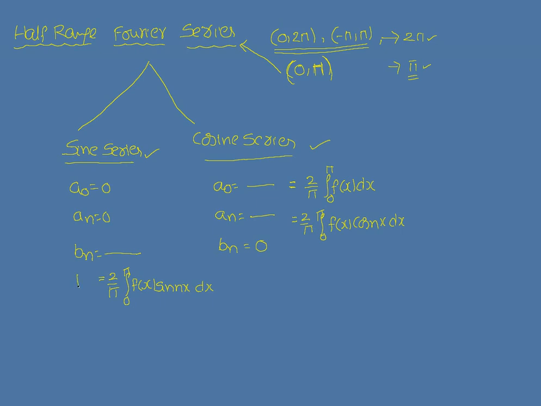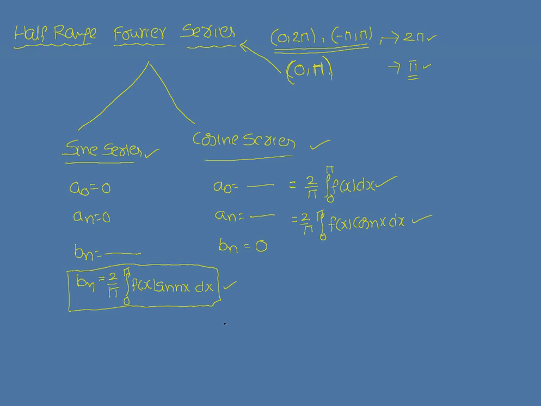So this is the bn formula. You have to remember these formulas. The basic difference between the previous formulas and this one is that there you come across 1 by pi, here you come across 2 by pi. If you just remember these formulas, you can solve the problems very easily in half range Fourier series.